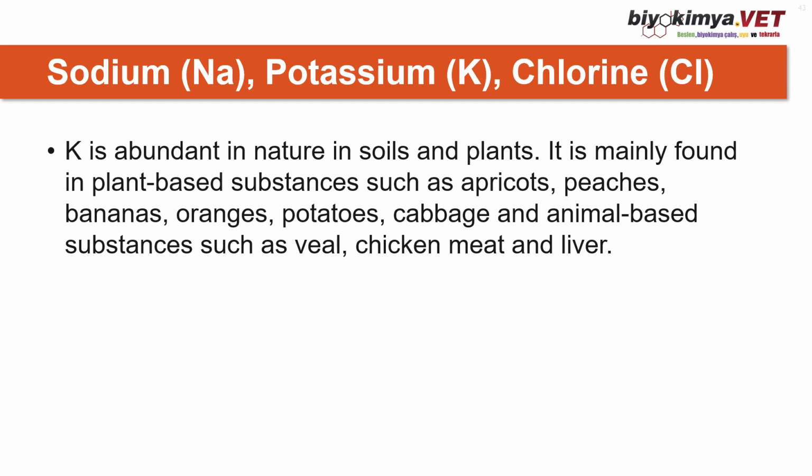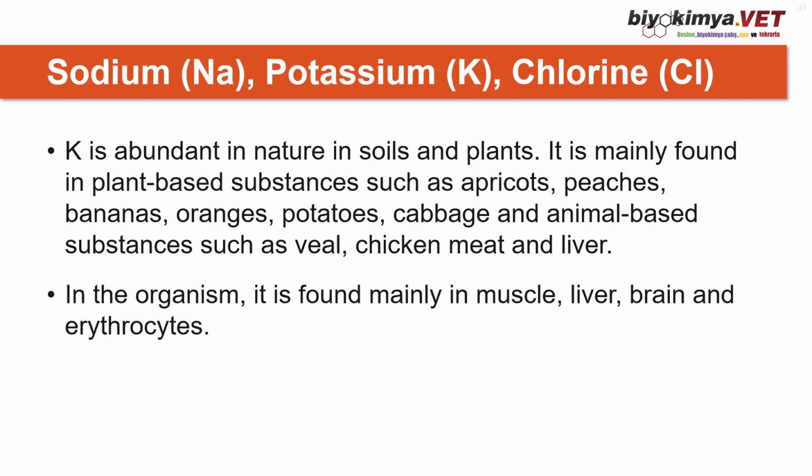Potassium is abundant in nature in soils and plants, mainly found in plant-based substances. Examples are apricots, peaches, potato, cabbage, and also animal-based foods such as chicken meat and liver. In the organism, it is found mainly in muscle, liver, brain, and erythrocytes. And potassium is a major intracellular cation.